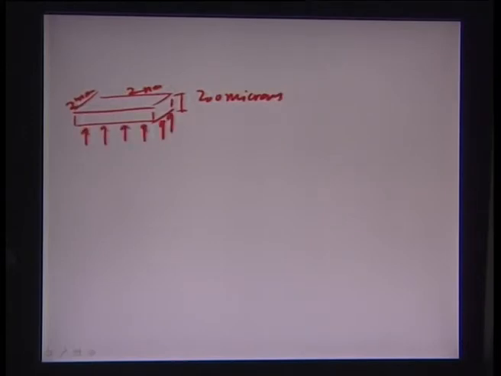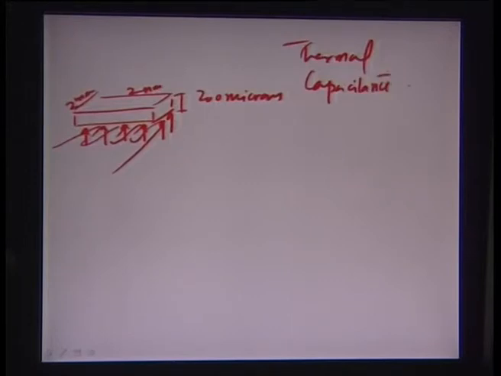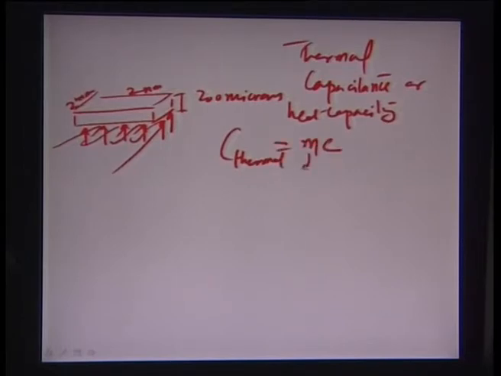There is a set of micro heaters at the bottom of this chamber, and it is feeding this particular chamber. So in this case, the thermal capacitance or heat capacity, let's say C thermal, is essentially m times C. M is the mass of this volume, and C is the heat capacity of the material.